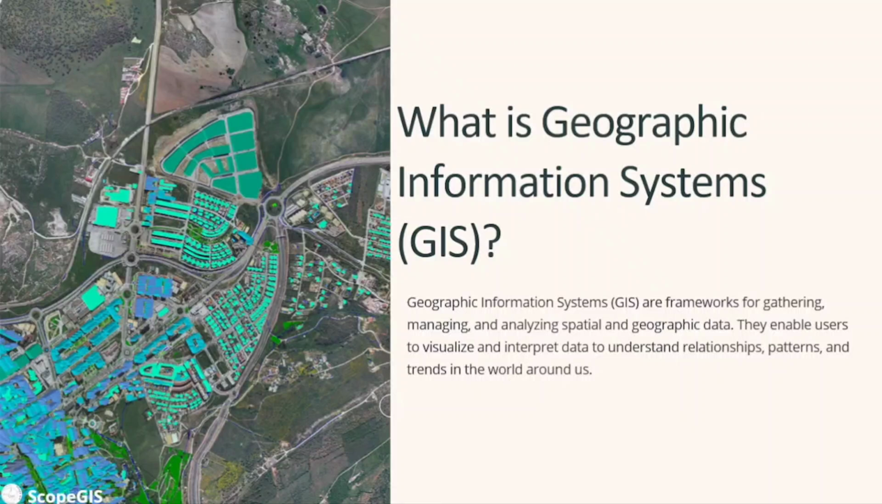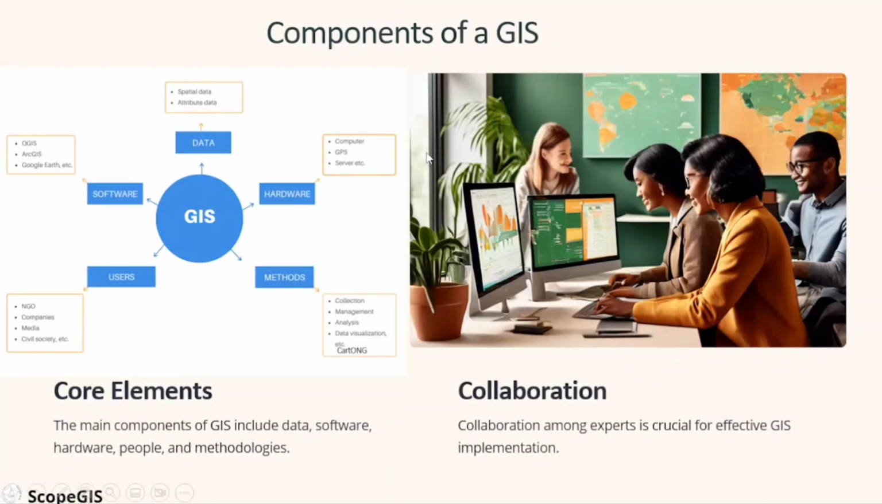Right. So the components of a GIS system. For any geographic information system to be called an actual system, there are some core elements that need to be present. They are the hardware, that is the computer itself that is being used, the GPS, the server, and so on. The software, whether it's QGIS, ArcGIS, Google Earth, or MapInfo, and you also need data, spatial and attribute data. You also need the methods.